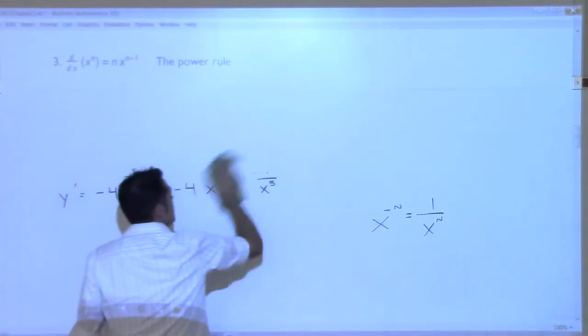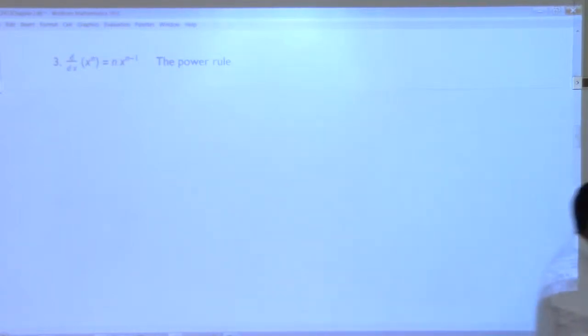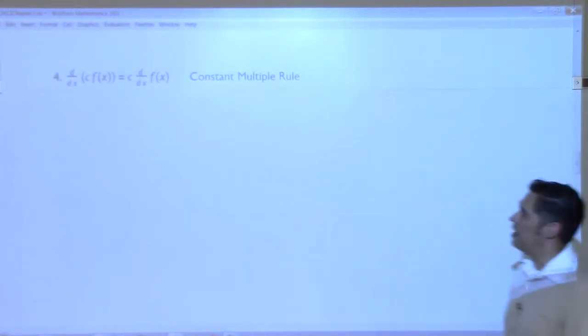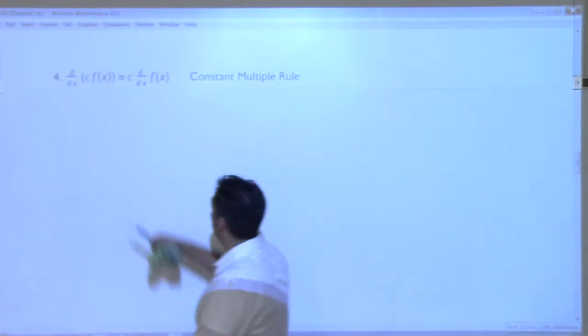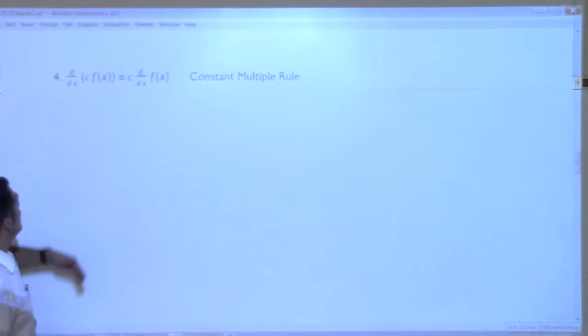All right, power rule's good, right? And we move on. Next rule. The constant multiple rule. This one always confuses students. I think it's because of the notation. So I'm going to just read this out, and then I'm going to do an example. I think it'll illustrate what this is saying.